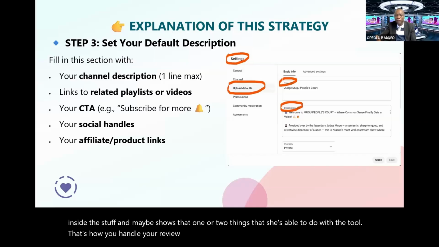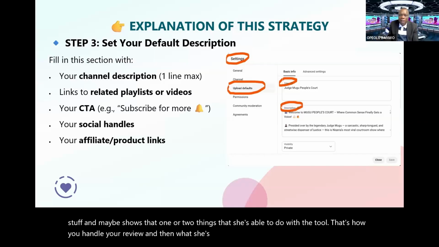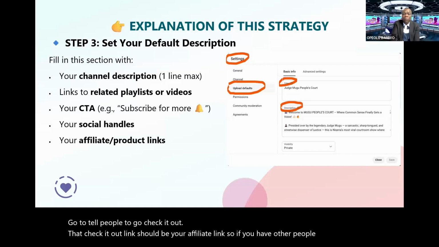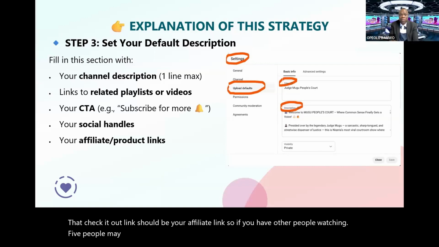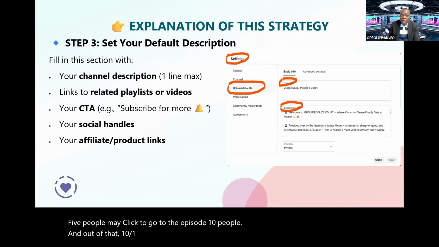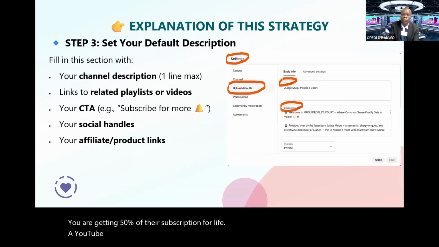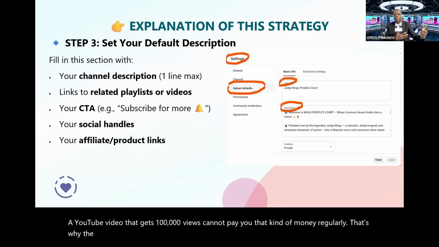And then when she's done, you're going to tell people to go check it out. That check it out link should be your affiliate link. So if you have 100 people watching, 5 people may click to go to that page, or 10 people. And out of that 10, 1 or 2 may buy. You are getting 50% of their subscription for life. A YouTube video that gets 100,000 views cannot pay you that kind of money regularly. That's why the monetization is more critical than the views.